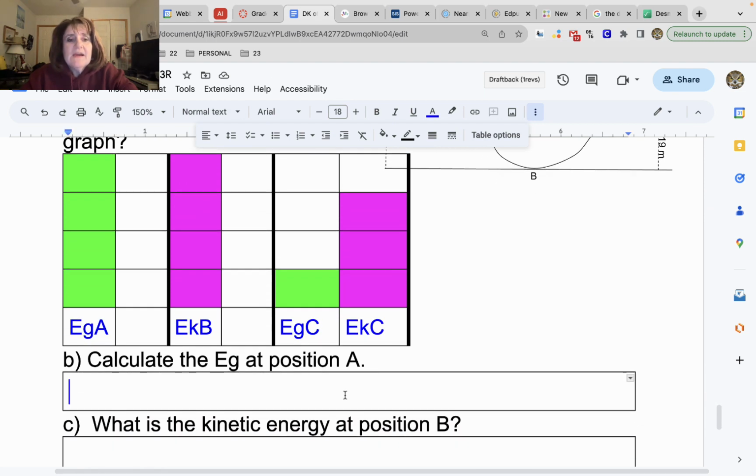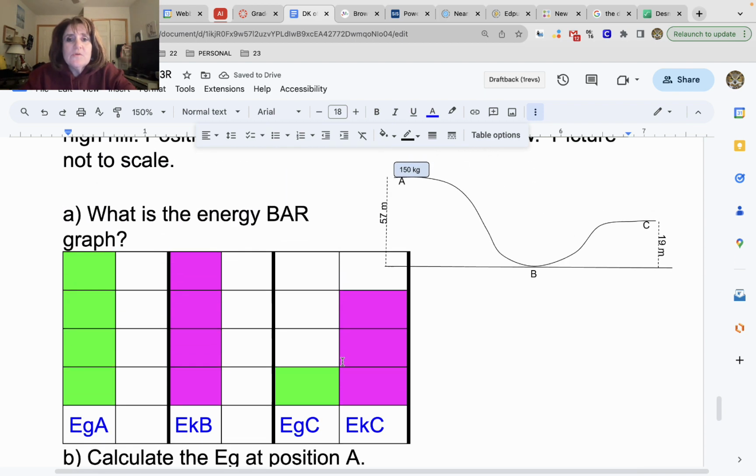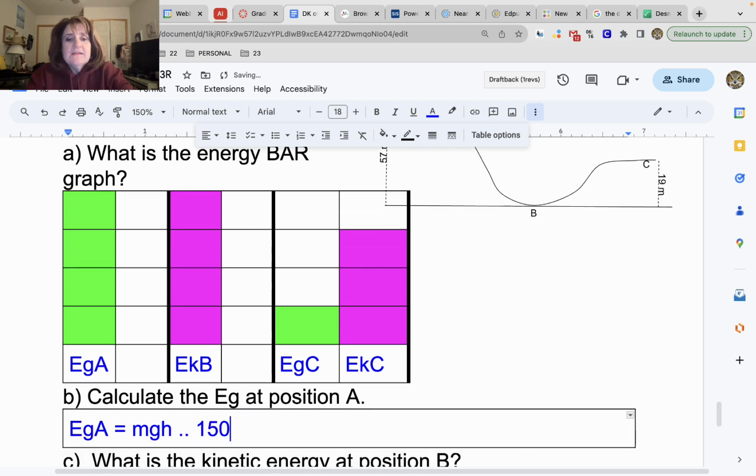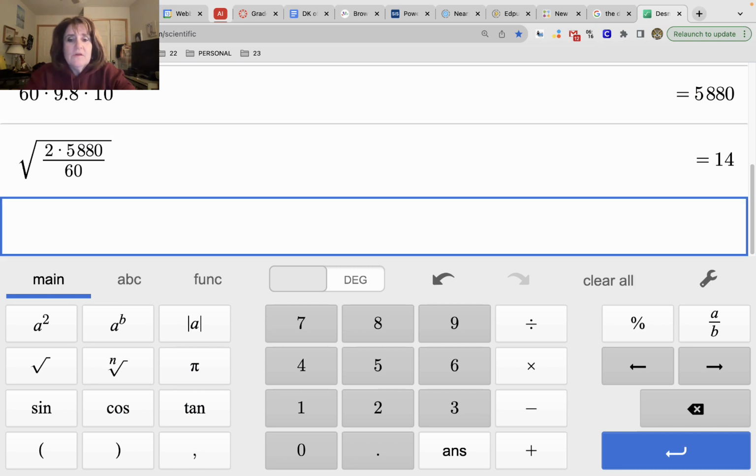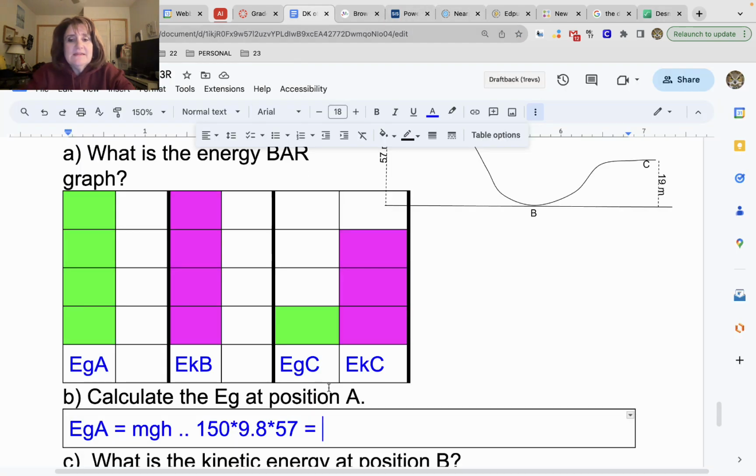Okay. Calculate the EG at position A. Well, EG at A is equal to mass times gravity times height. The mass of my little roller coaster was 150 times gravity of 9.8 times my height of 57. Back over to Desmos. 150 times 9.8 times 57. 83,790 joules.